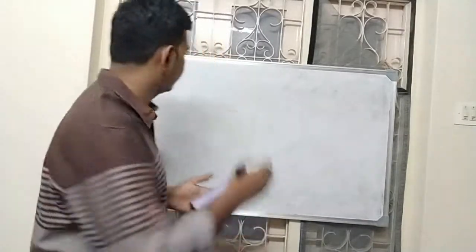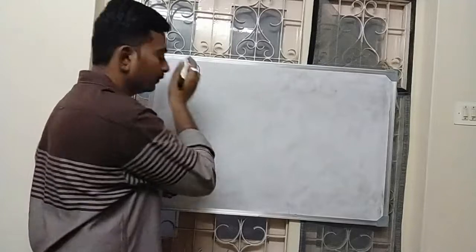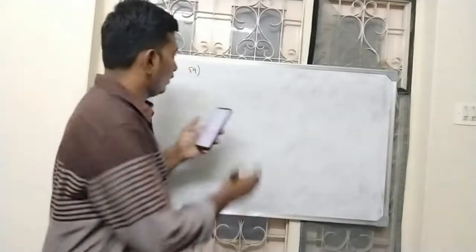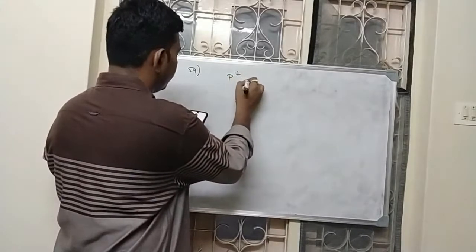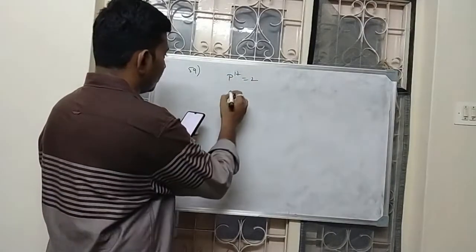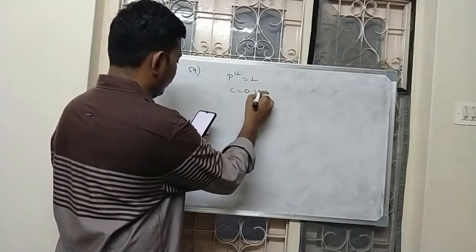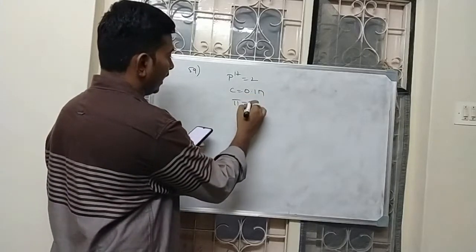Coming to the next question, question number 59. The pH of 0.1 molar monobasic acid is measured to be 2. Its osmotic pressure at a given temperature T Kelvin is? So they have given the pH value is 2. Concentration is given as 0.1 molar. They are asking to calculate pi.